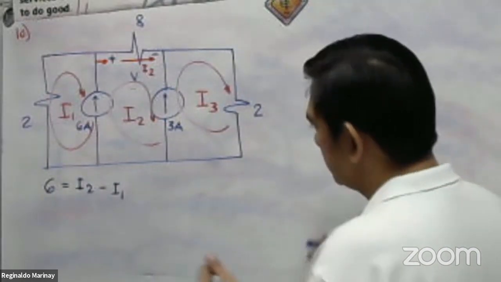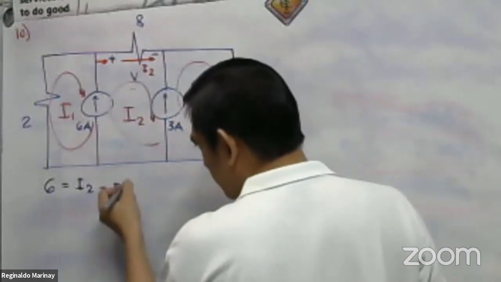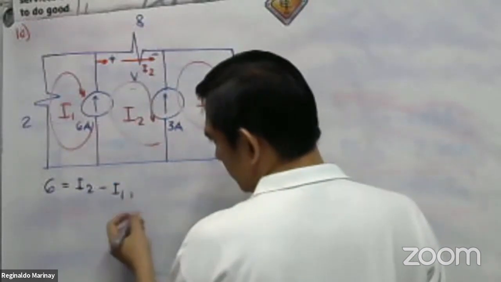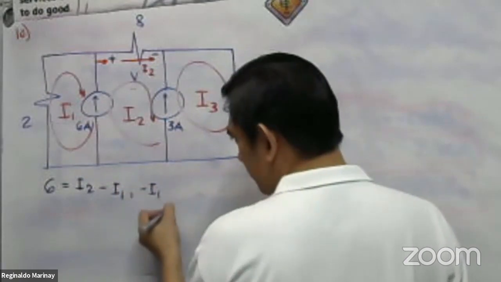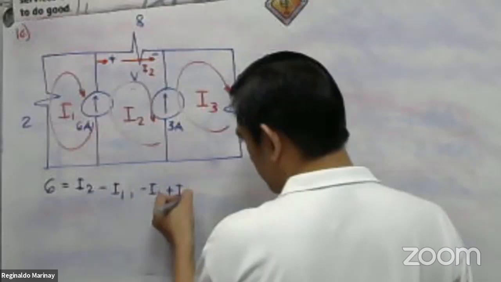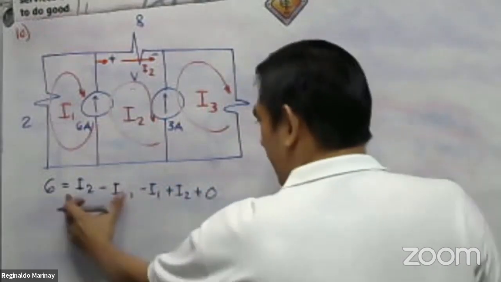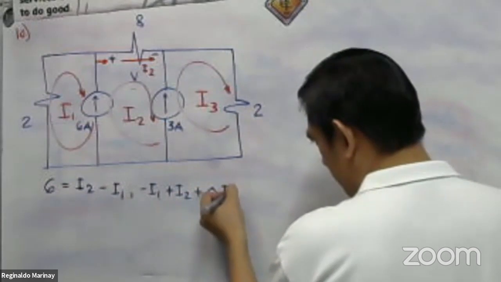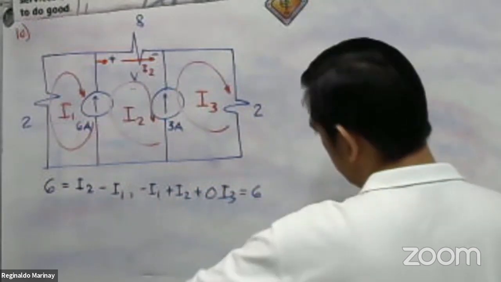So, let us have our equation number 1. How to do it? We have here negative I sub 1, then plus I sub 2, then plus 0 I sub 3, because there's no I sub 3 here, that is equal to 6. I will make this as equation number 1.